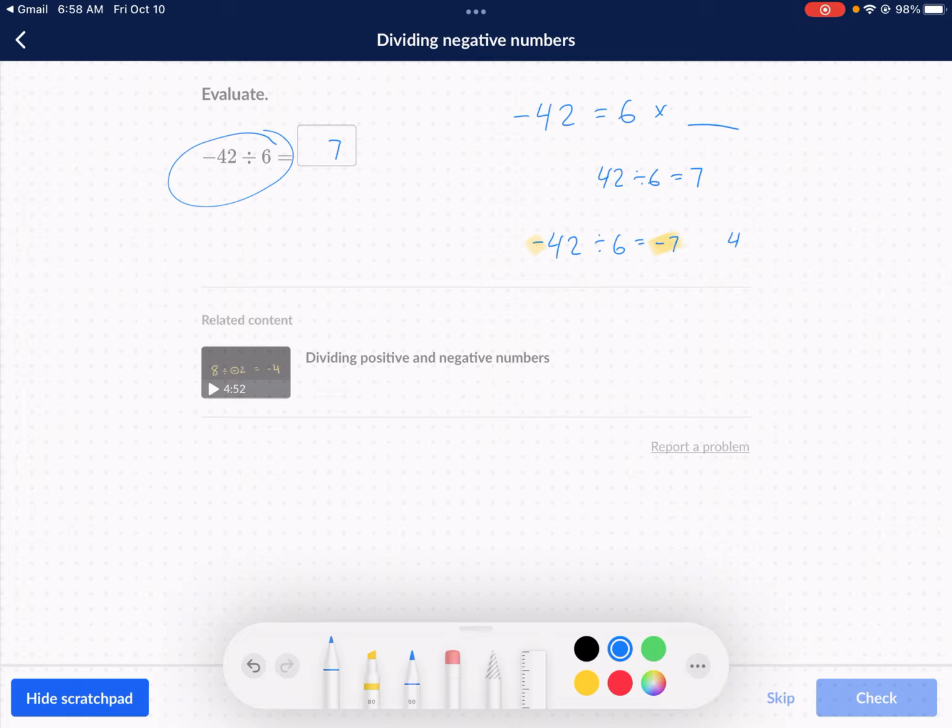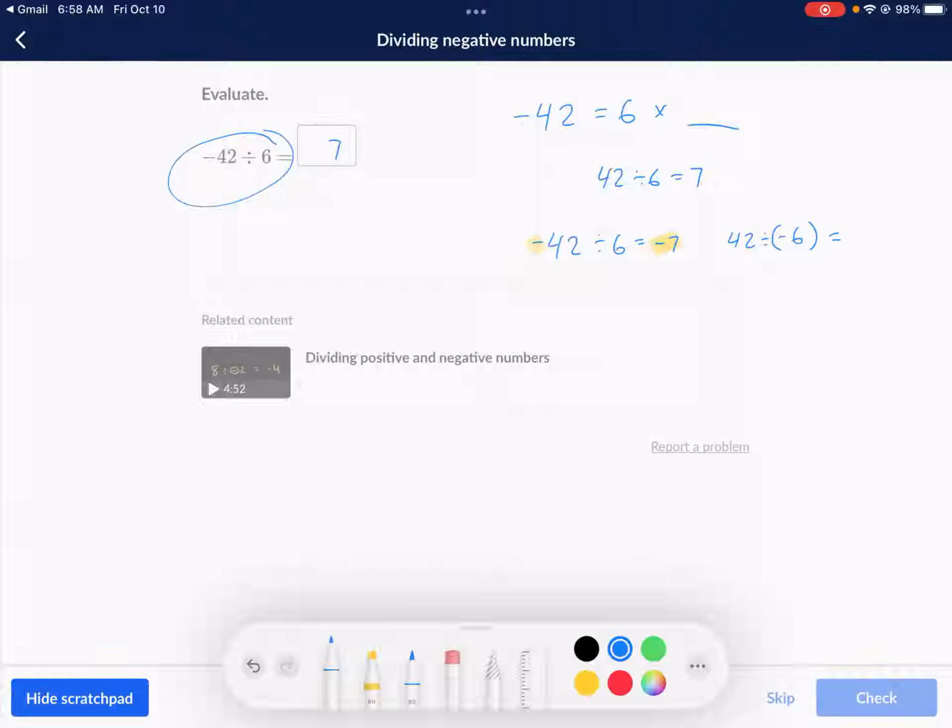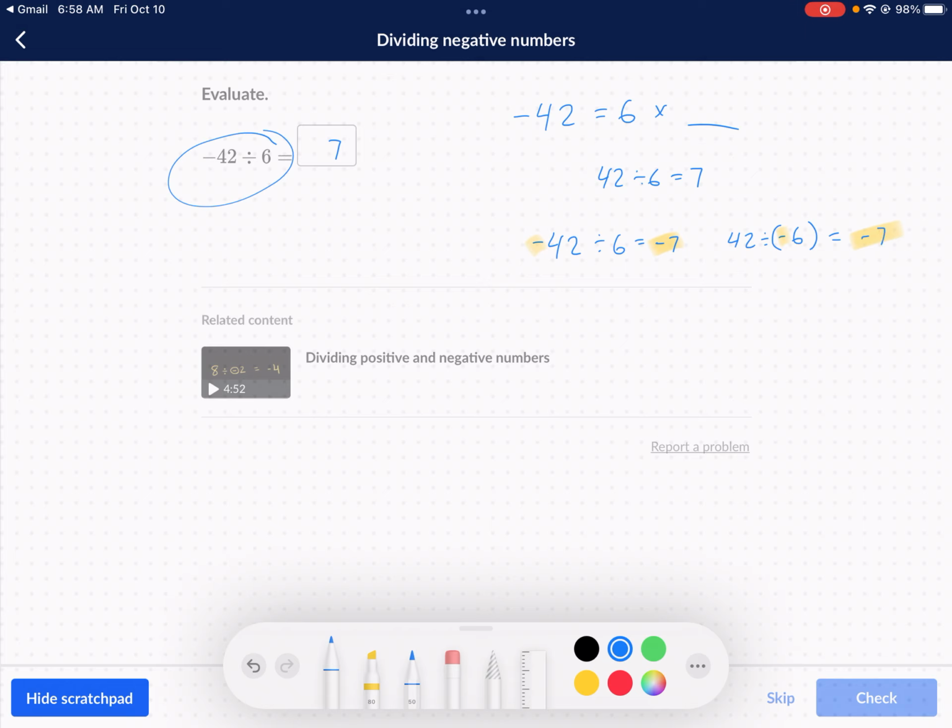Now, what happens if we have a positive 42 divided by a negative 6? Well, it's the same situation. We have the opposite of this positive 6. The opposite of positive 6 is negative, so our answer is also going to be the opposite. So it's also going to be negative 7. These two answers are going to be the same.